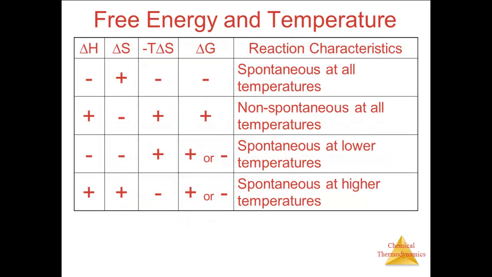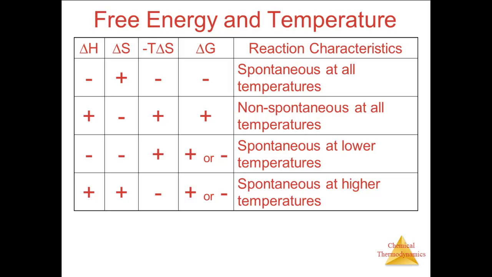Does this make the process spontaneous? Well, that depends on the sign of delta H as well as the sign of delta S. The four possibilities for combinations of sign of delta H and sign of delta S are summarized in this table. If delta H is negative and delta S is positive, then delta G will always be negative no matter what the temperature, and the reaction therefore will always be spontaneous.